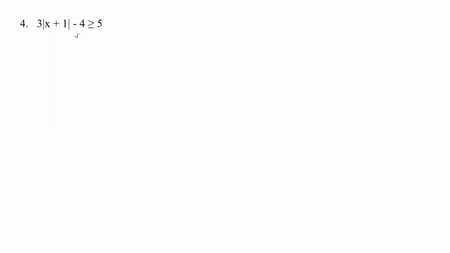So we need to add 4 to both sides. That gives us 3 times the absolute value of x plus 1 greater than or equal to 9. Oops, in absolute value. Now we divide by 3. So the absolute value of x plus 1 is greater than or equal to, well, that's just 3. And so we're going to do method 3.